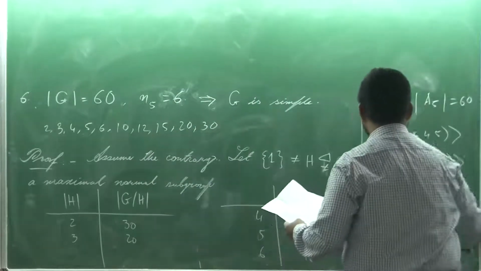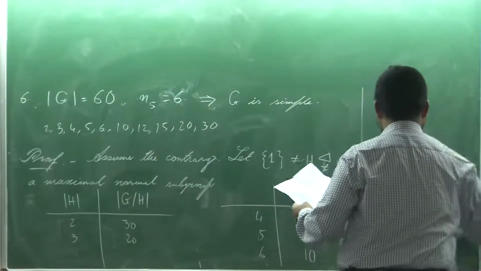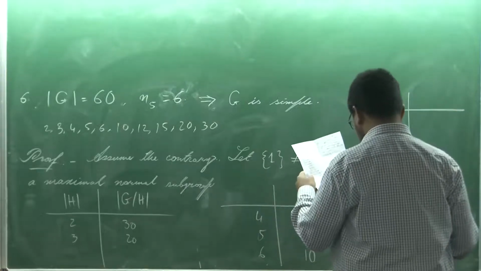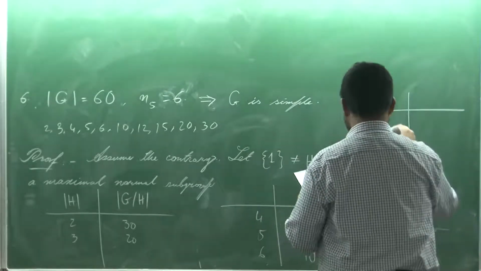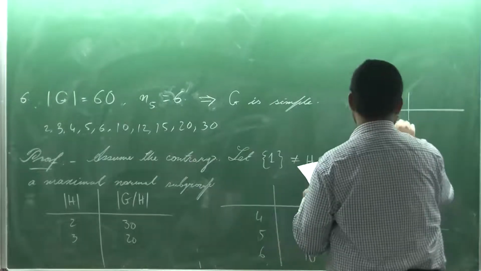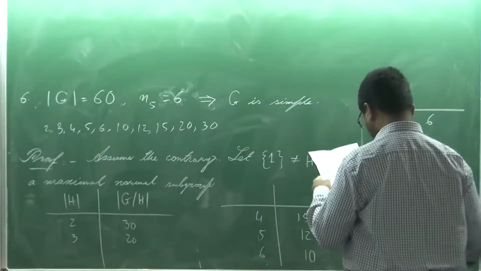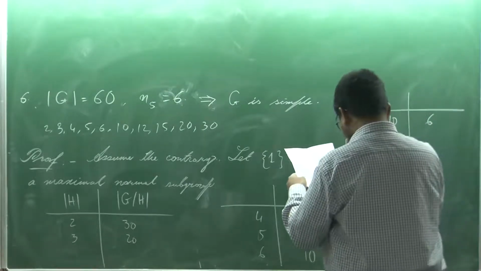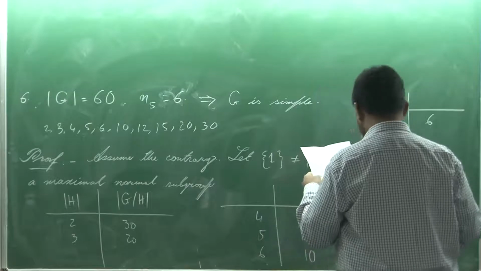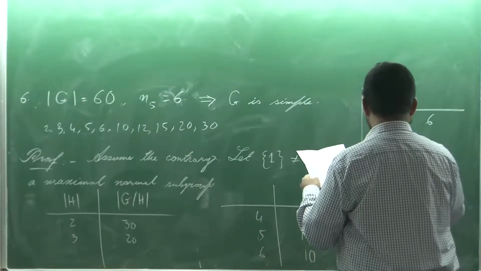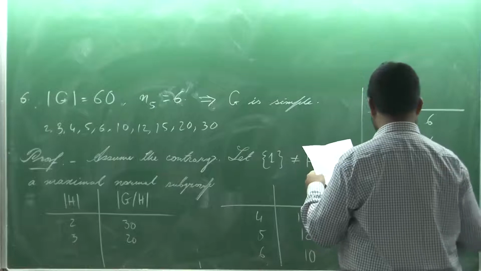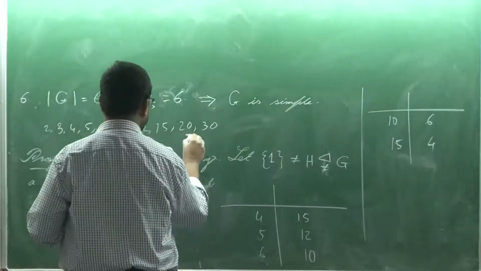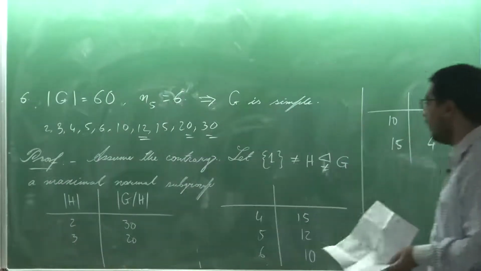I think the better way is this. 6 it will be 10, then after 6, 10 it will be 6, and 15 it will be 4. Okay. And 3 possibilities are left, 12, 20, 30. These 3 possibilities we will deal with later.